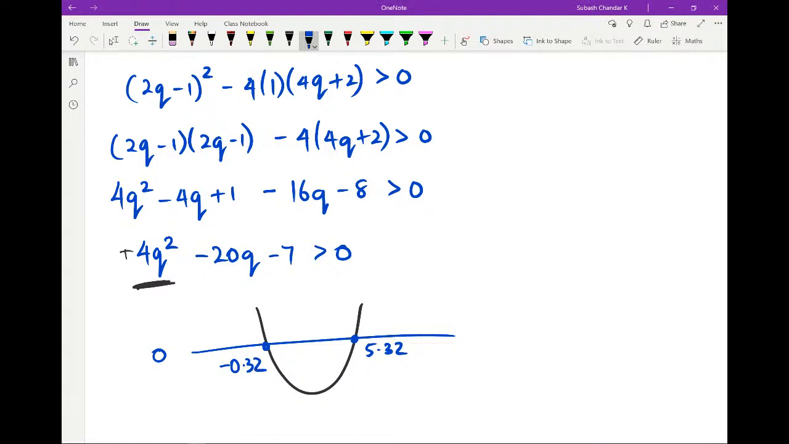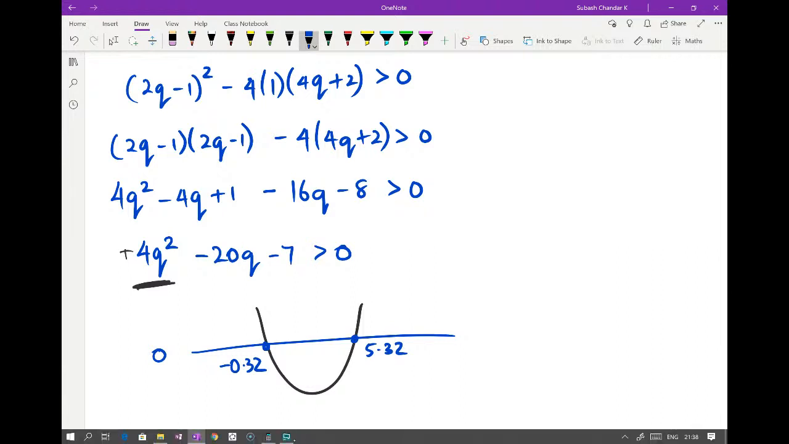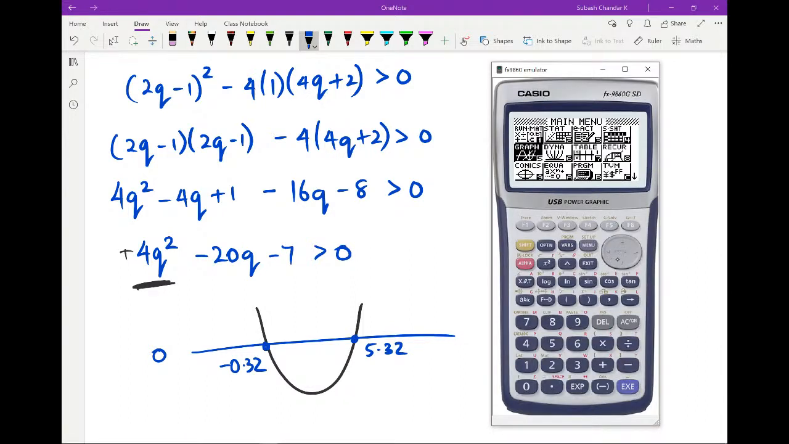So it doesn't matter which way you do it. You can find these 2 points by using polynomial or the graph mode. Polynomial is slightly easier because you don't have to mess around looking for the window, it just solves it straight away. In polynomial you can just type in 4, minus 20 and negative 7. So you can see the values real quickly with the polynomial.